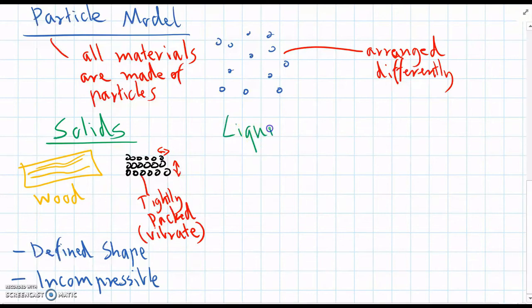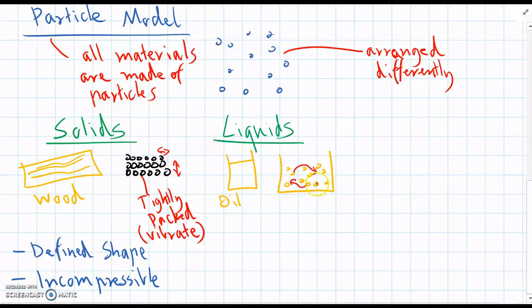For liquids, such as some oil in a beaker, the particles are a little bit more spread out, and this time they're moving past each other. They can flow past each other. So they're closely packed together, but they're flowing around each other.